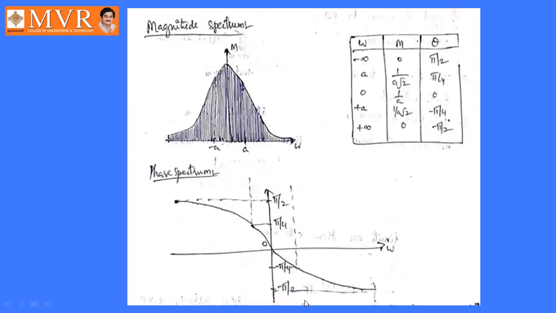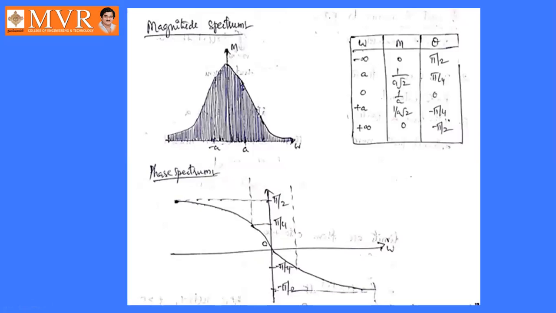So x of omega becomes 1 by a plus j omega for a greater than 0. Now we have to calculate the magnitude and the phase spectrum, so that we can draw the continuous spectrum for the signal. How to find the magnitude spectrum? The magnitude mod x of j omega is 1 by square root of a square plus omega square. Similarly, the phase angle theta of omega equals minus tan inverse of the imaginary term by the real term, omega by a.